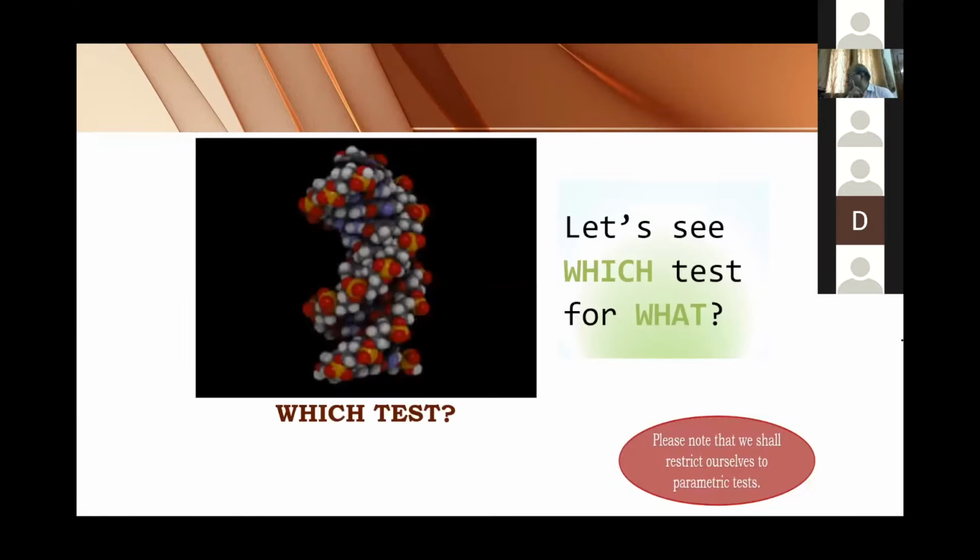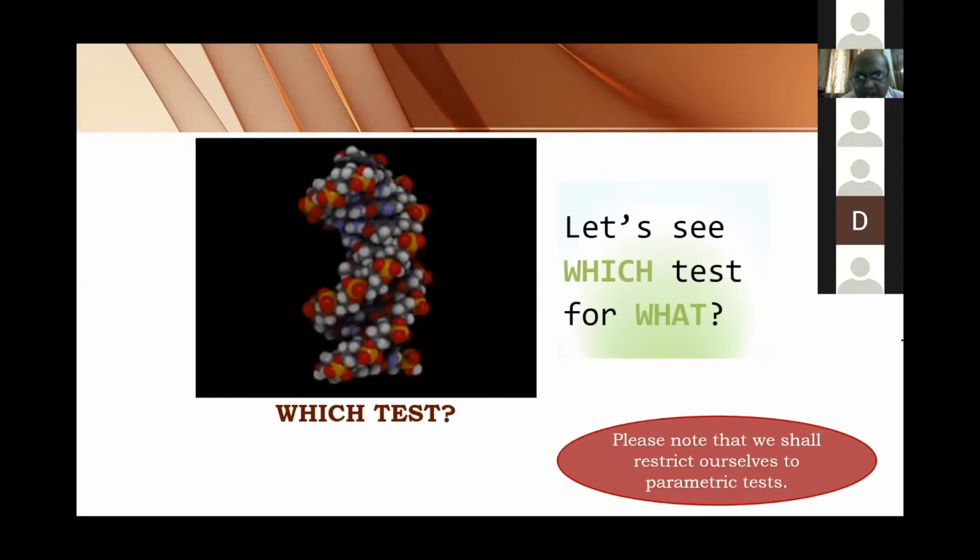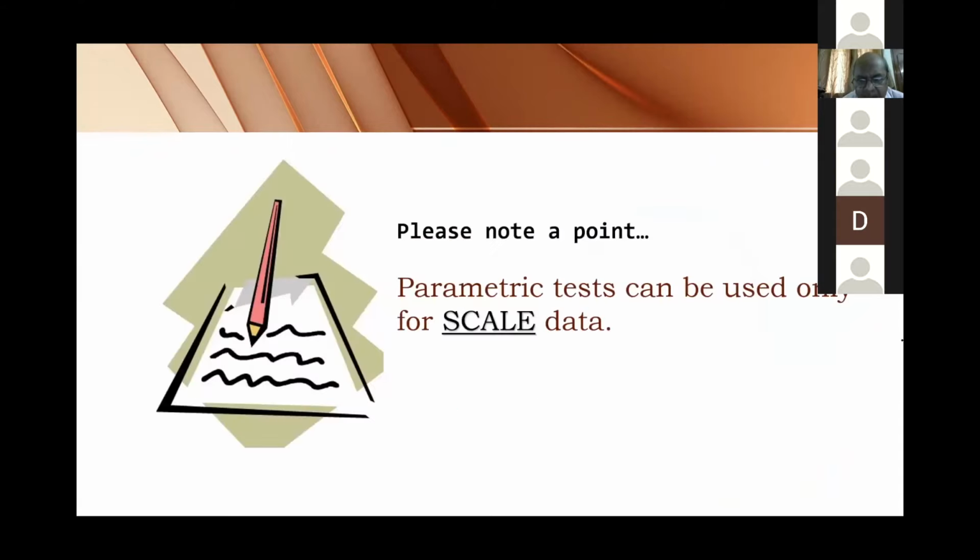So let's see which test we use for what purpose. Questioners are asking what should be the minimum value of beta to say it is of practical significance or not. It depends upon two things: your research issues, the theory, and the scale of the variables which you're using. Accordingly, you decide what should be the practically significant value of beta. Please understand we will be using only parametric tests, and that too for interval scale data.